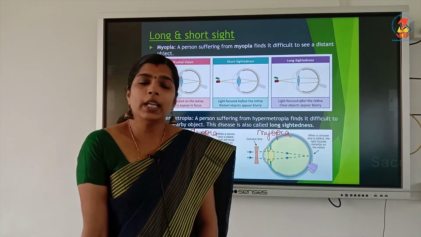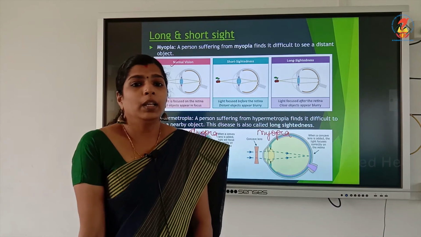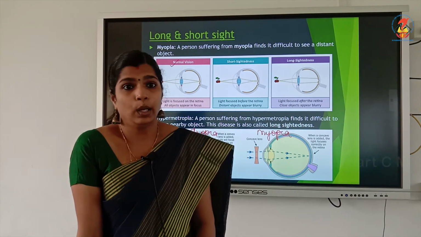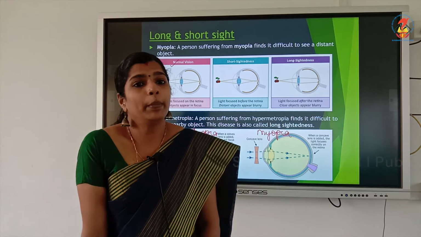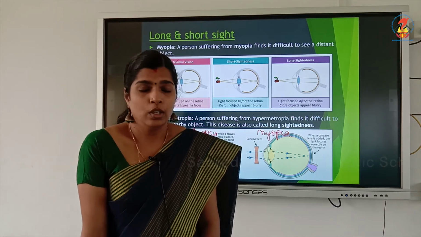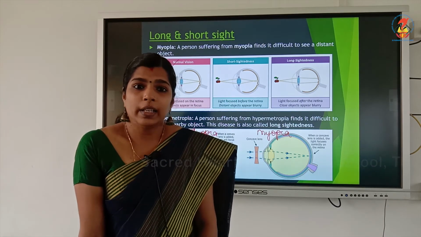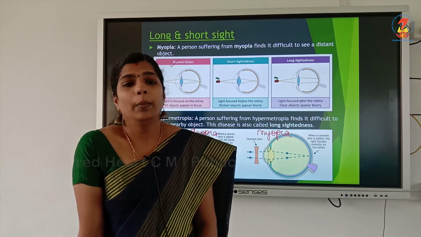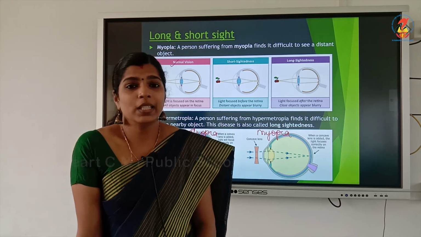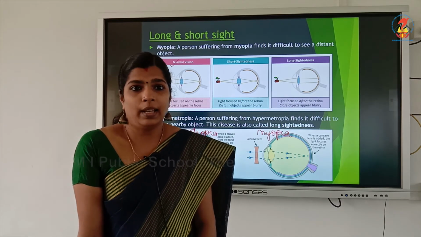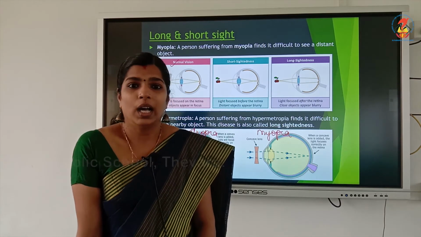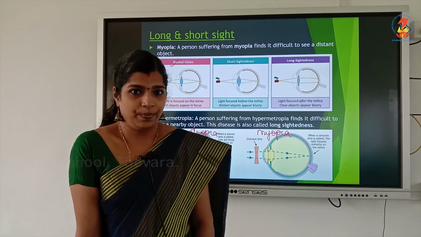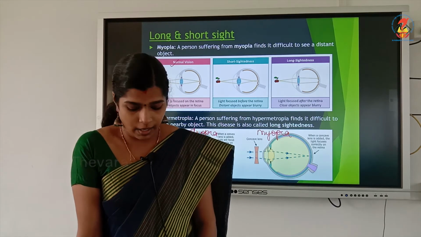So, in old age people, the lens becomes milky and cloudy, means the light will not pass through the lens. So, there we can rectify that defect, that is known as cataract, by surgery. Means we will replace the opaque lens with a new artificial lens. So, that is known as cataract.